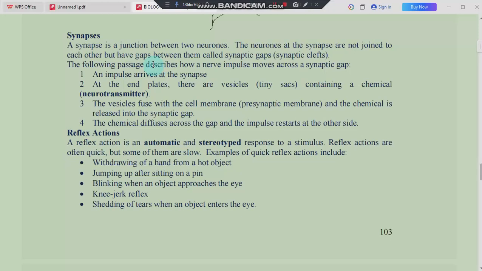So when these nerve messages arrive at the synaptic gap, what is going to happen is that at the end plates there are vesicles containing neurotransmitters. The vesicles fuse with the cell membrane and the chemical is released into the synaptic gap. Once that chemical is released, it is going to diffuse across the gap and the impulse restarts at the other side. So that's quite interesting, right?